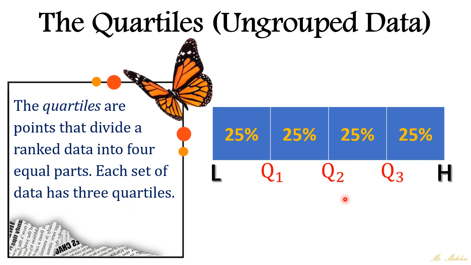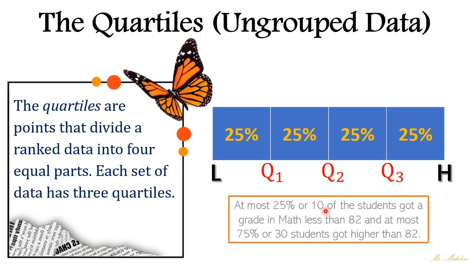Okay, now let's have a short hint on how we are going to give an interpretation. I'll give you some tips on how to do this using this visual representation. At most 25%, or 10 of the students, got a grade in math less than 82, and at most 75%, or 30 students, got higher than 82. Where did I get this number? Let's just assume that I am solving for Q1 of the data regarding the grades of your section in math last term.